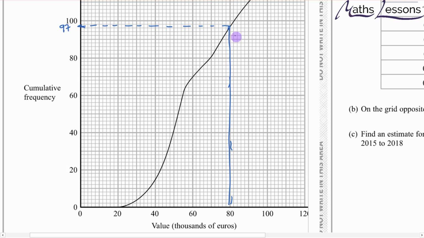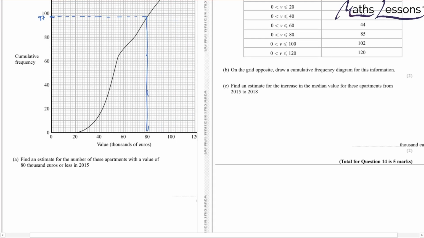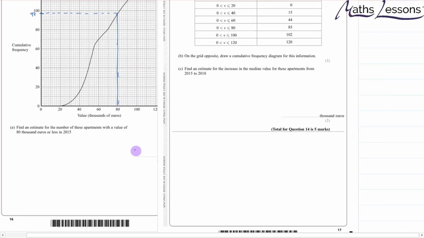And what a lot of people gave was 96 on this question. The examiner would give between 96 and 98. They give you a plus or minus 1 possible difference there of answer, as long as you draw the line on your graph. So 97 was our answer there.